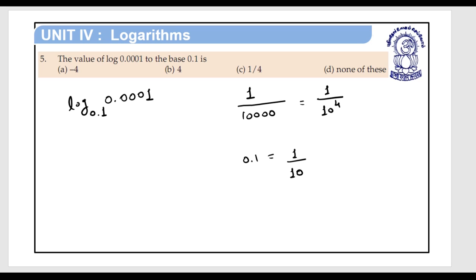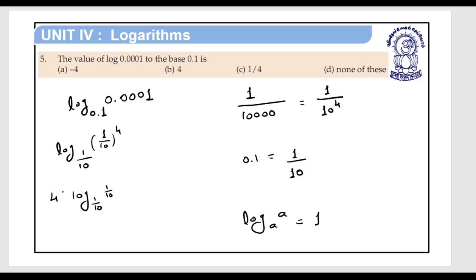So put the value: log of (1 by 10) to the power 4, to the base 1 by 10. Here 4 comes out, and log a to the base a is equal to 1. So the value of this is 1, and 4 into 1 is 4. So the answer is B.